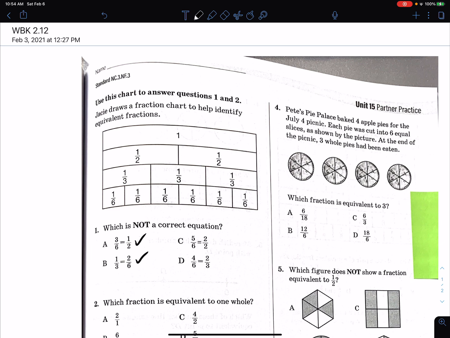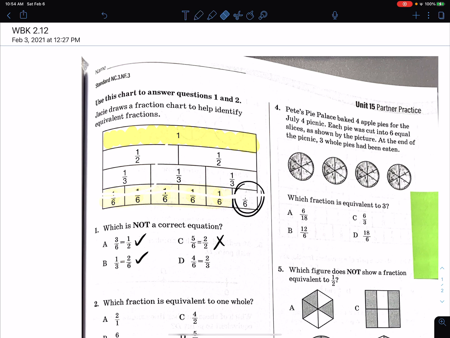All right, letter C. I have 5/6. Okay, well, 1, 2, 3, 4, 5. Color these in to help me visualize and see. And 2/2. Well, I know 2/2 just means 1 whole. So I would color in this whole row up here. Oh, well, I see that this 5/6 is shorter than my 1 whole because I still have this square not colored in. So this one is not equivalent.